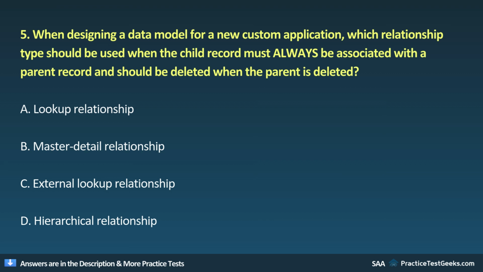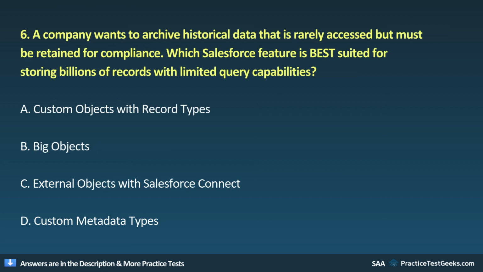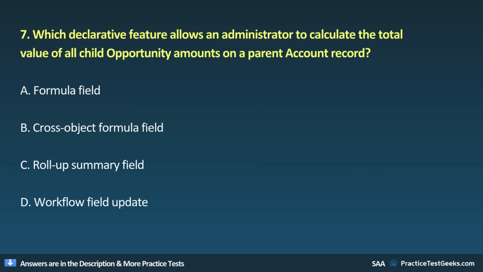Hierarchical relationship. 6. A company wants to archive historical data that is rarely accessed, but must be retained for compliance. Which Salesforce feature is best suited for storing billions of records with limited query capabilities? A. Custom objects with record types. C. External objects with Salesforce Connect. D. Custom metadata types.